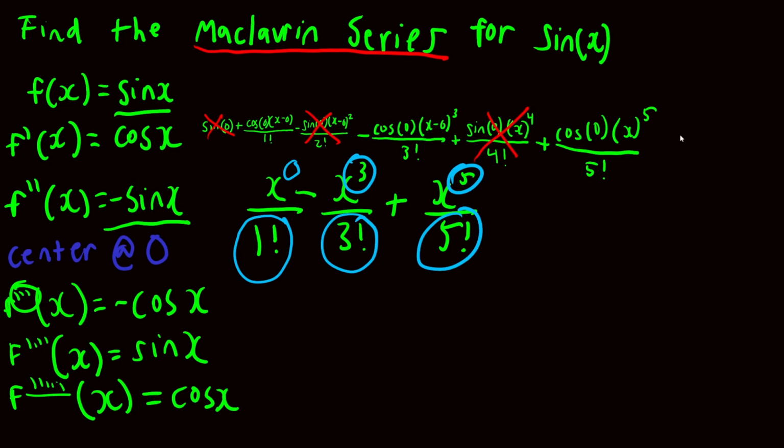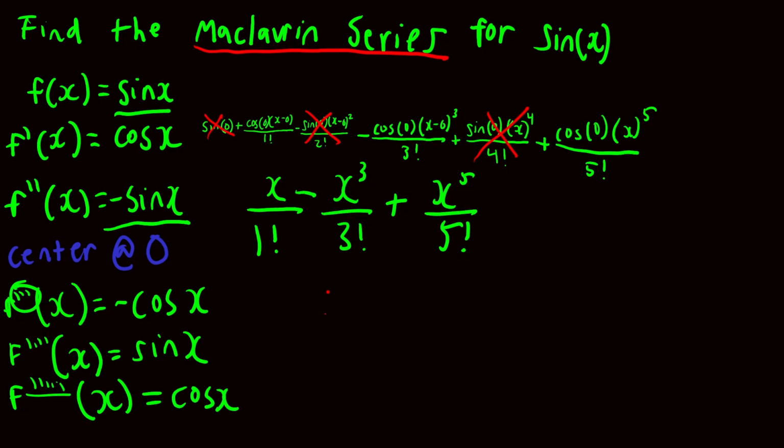Each term, the exponent and the factorial, is increasing in terms of odd numbers. Okay, so I think we're ready to write down our summation notation. So, what do you guys think it will be? Well, another thing that we should point out is it's alternating, right? This is a positive, this is a negative, and this is a positive. So this means it's an alternating series.